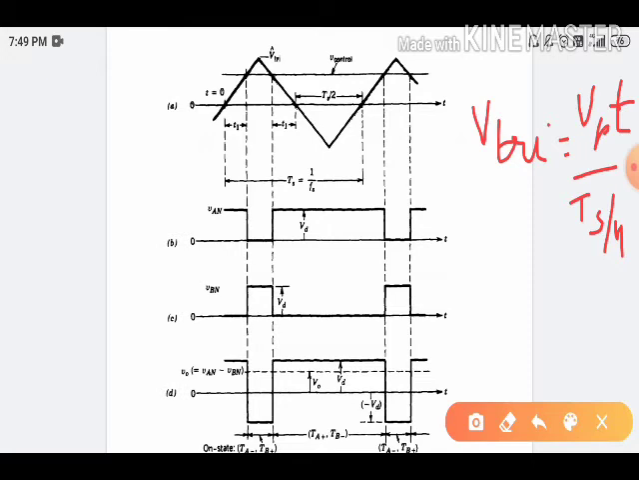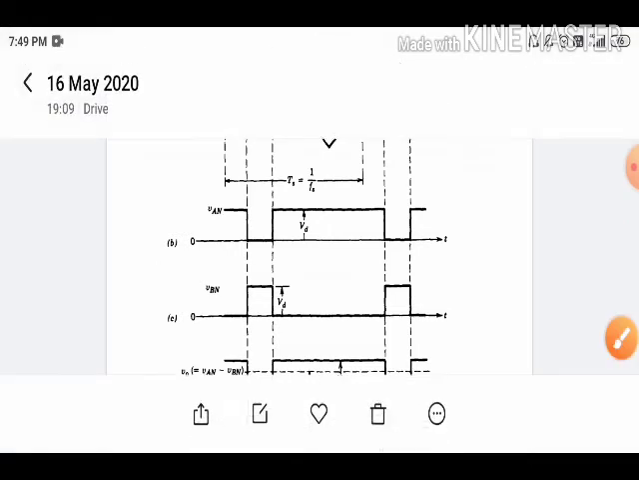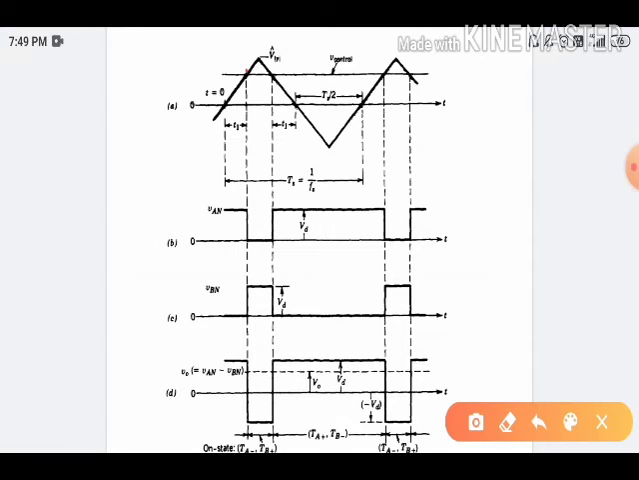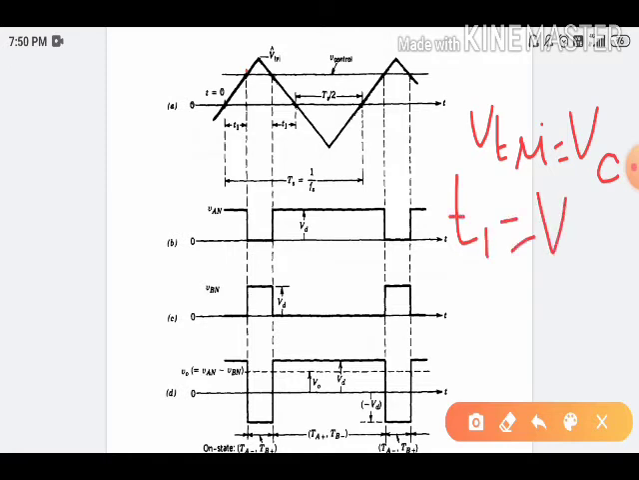Now at this point, V triangle is equal to V control. So we can calculate the time t1 at which V triangle equals V control. The instant is t1 equal to V control by V peak into Ts by 4. We just rearranged the formula a little and put t1 at the value of t. After that, we have to calculate the duty ratio of switch 1, that is TA positive.